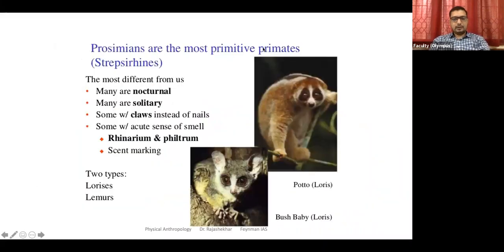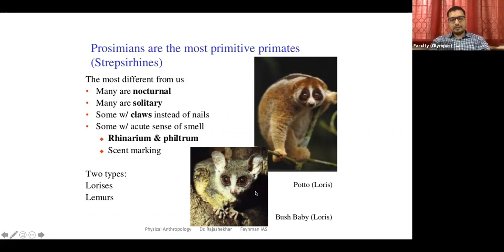So prosimians, as I was telling you, are the most primitive primates. You see lorises here, they don't look too much like monkeys to us. They're very primitive. Sometimes they're so tiny, like rat-like structures. They may weigh about 30 to 40 grams. So they're very, very tiny. These are the primitive monkeys.